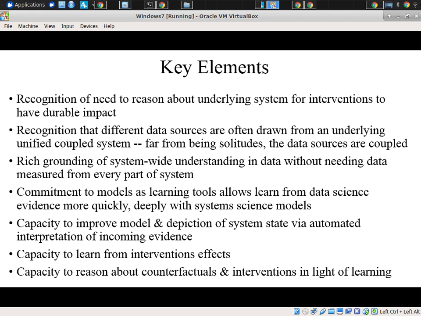There's a need to commit to models as learning tools that we need to stay humble with. They need to learn from evidence as it comes in. And the richer the evidence, the more quickly the higher velocity can arrive, the greater variety it offers, and the greater veracity, the more we can make use of it to pin our models down.